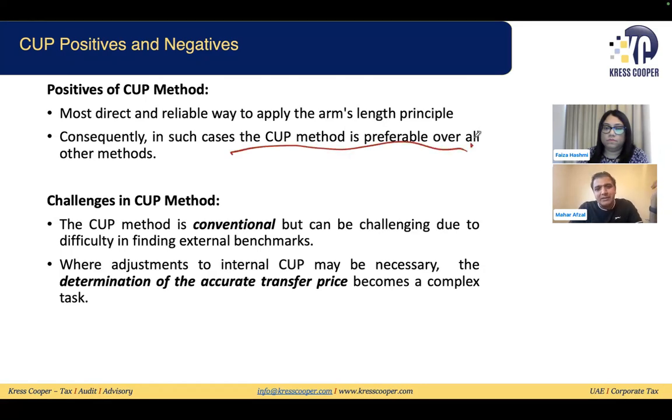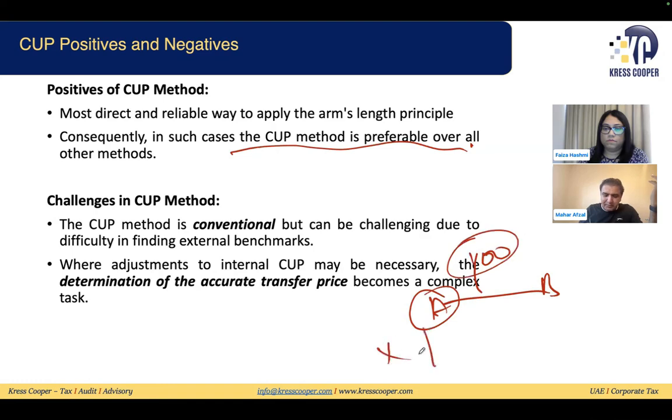What are the challenges basically? Second, if internal CUP is not available, how will you identify the external CUP? Just think like this: A is selling to B at, assuming, 100, and A is not selling to any other party. How will we make sure that the price A is charging B is the arm's length price? Internal CUP is not available. We need to go and find the external CUP.